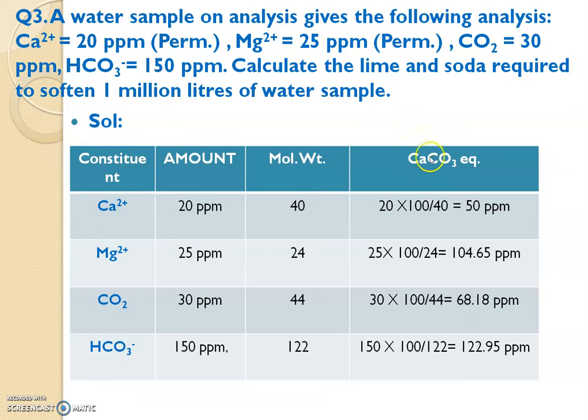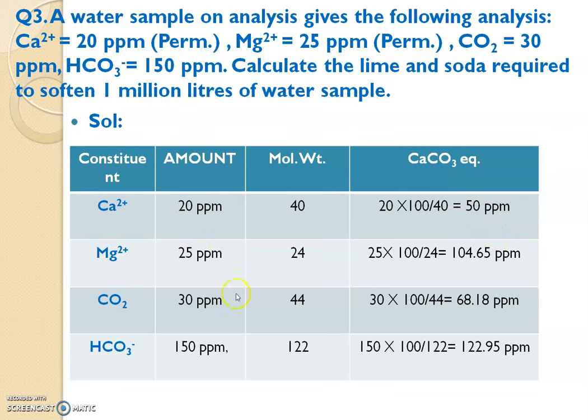First we will prepare the table, in which on one side we will write down the constituents or the salts. In the second column we will put the amount of the salts. In the third column we will write down the molecular weight of these salts, and in the fourth column the calcium carbonate equivalent. For the calcium ion, the amount is 20 ppm, molecular weight is 40, so the calcium carbonate equivalent will be 50 ppm.